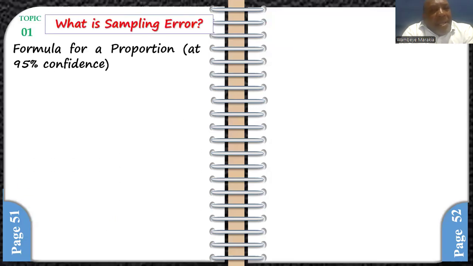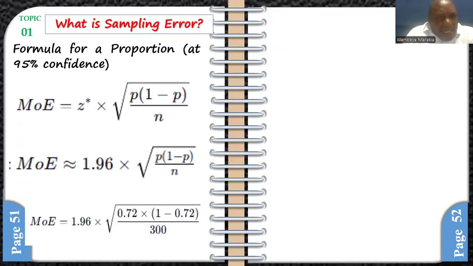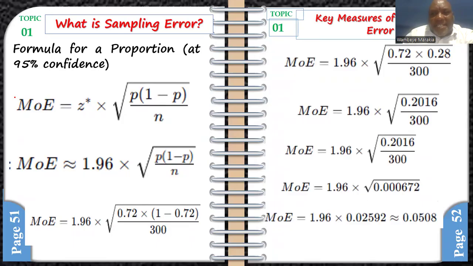Now, the formula for the margin of error, MOE, equals Z times the square root of P times (1 minus P) all over the sample size N.